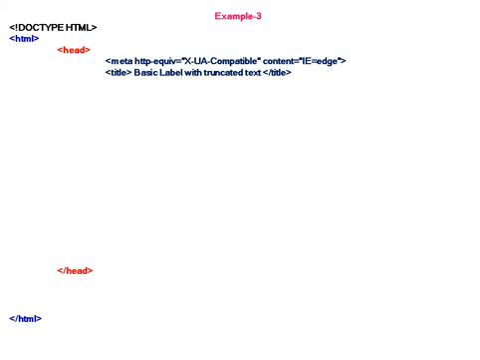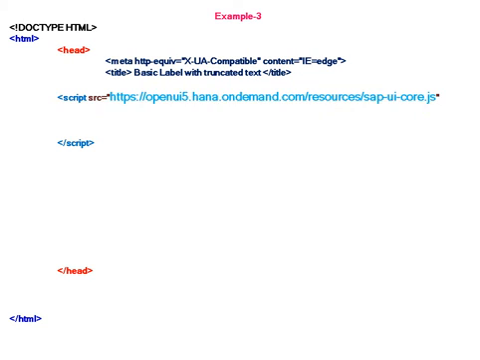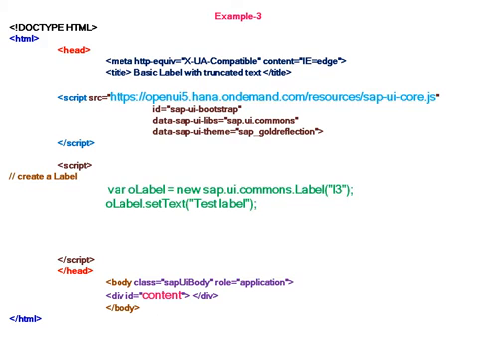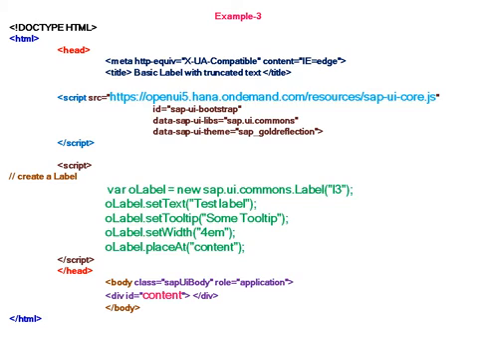In the third example, we create a basic label with truncated text. The theme is gold reflection. We create a new label with text "test label", and the tooltip is "some tooltip", and the width is set to 4em, and we place this label in the DOM element.